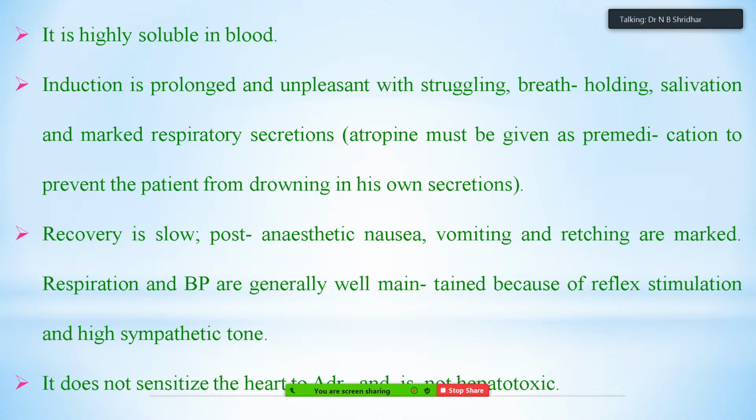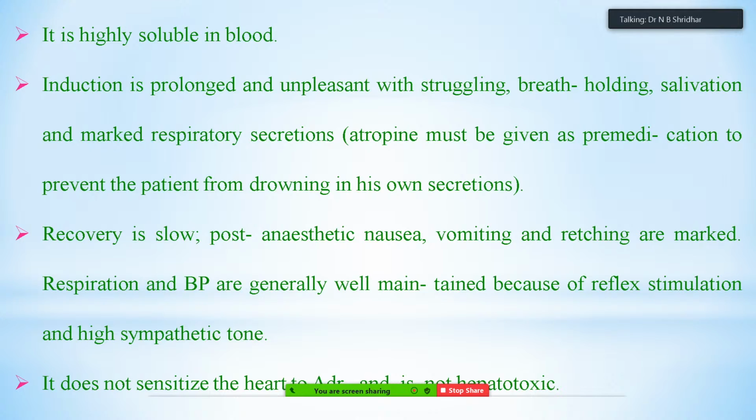the ether will produce a lot of secretions in the airway, then it may go inside the lungs and the patient may drown in his own fluids. So that's why atropine is given, which is a very good anti-secretory agent. Recovery is slow, potent anesthetic, nausea, vomiting, retching are very marked. Respiration and BP are generally very well maintained because of the reflex stimulation of the sympathetic tone.